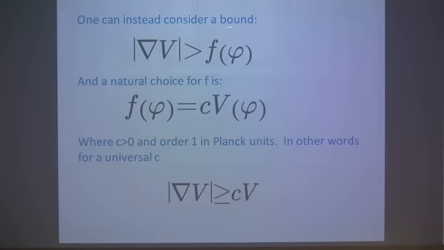So one can instead consider a bound of the form gradient of V is some function of the scalar fields, and perhaps a natural choice for F would be the potential itself times some positive constant. So we contemplate the possibility that we have a bound that the norm of gradient of V is bounded by a positive constant times V, where C is some number of order 1 in Planck units, presumably a universal number, which may depend on dimension, and of the form of the gradient of V bigger than or equal to C times V.